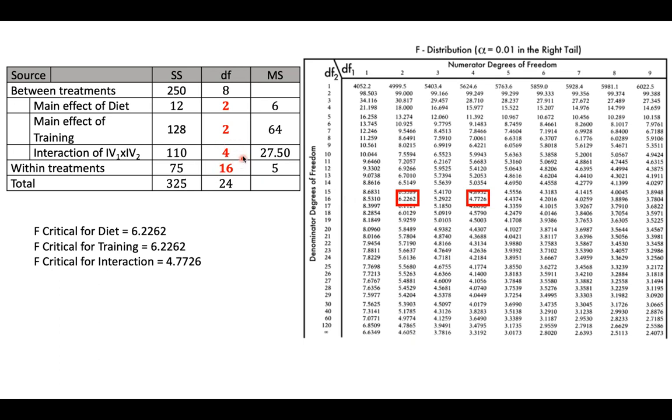And then the critical value for the interaction term, 4 degrees of freedom. So we have to bump over here to our 4th column, and we stick with 16 within degrees of freedom to give us a critical value for the interaction of 4.7726.